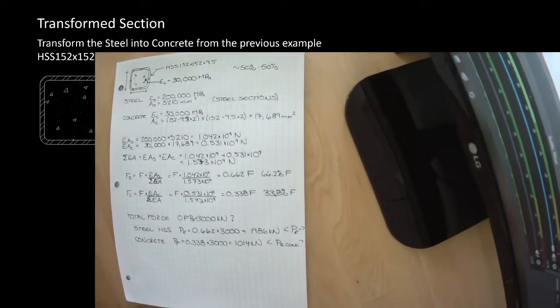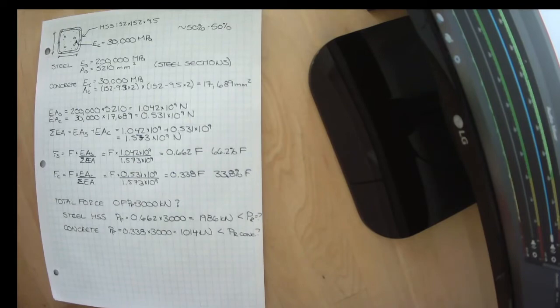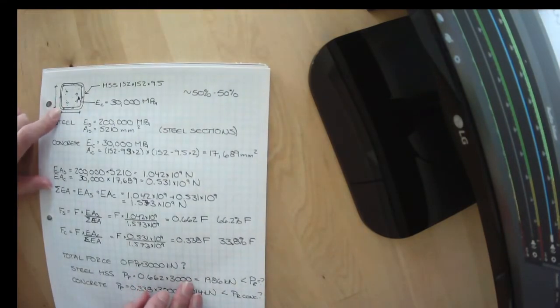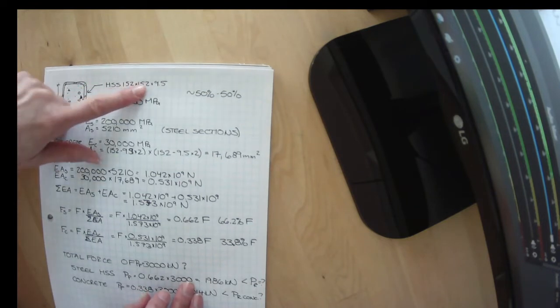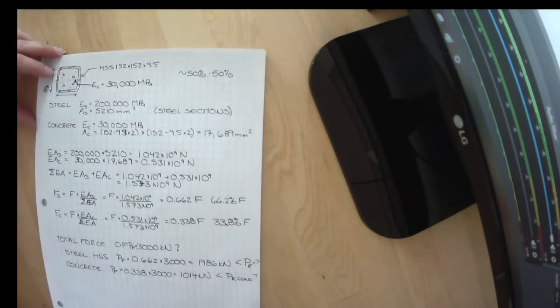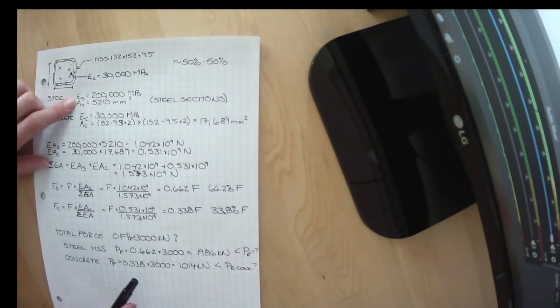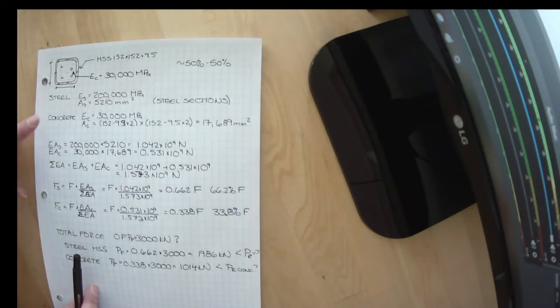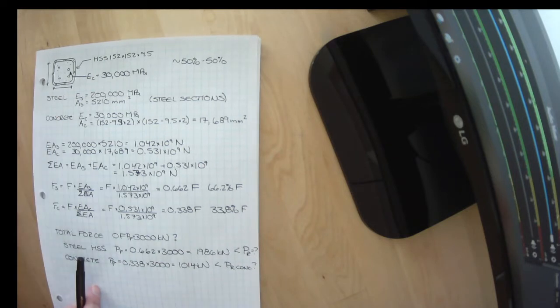Let me make this bigger. So we're going to be using the same section. We've got our HSS 152 by 152 by 9.5 and our E of 30,000 MPa. We've already figured out E and A of steel, E and A of concrete, and we figured out the EA of steel and the EA of concrete. In fact, we figured out the total area and we figured out all of it.